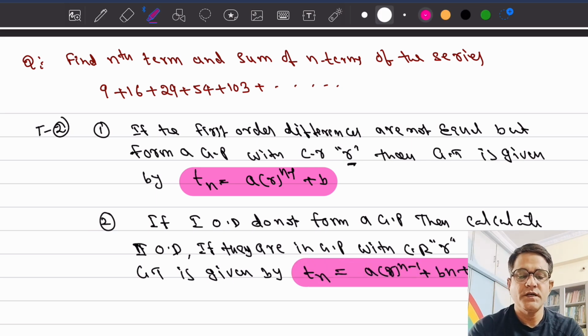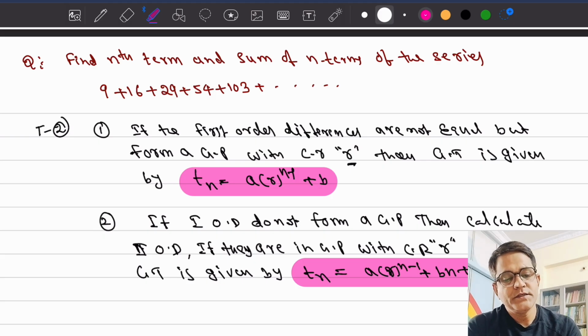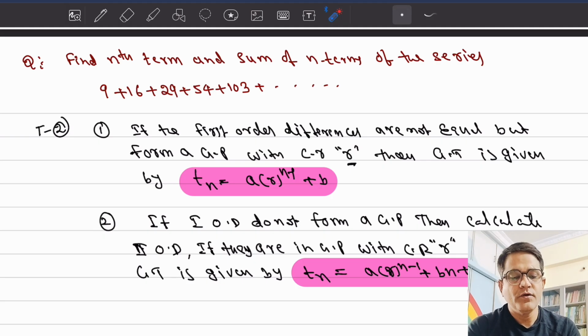That is, if the first order differences are neither equal nor form a GP, then go for second order differences. If second order differences are equal, then type 1. If the second order differences are also not equal but form a GP with common ratio R, then the general term is this one, Tn equals A into R power n minus 1 plus Bn plus C.